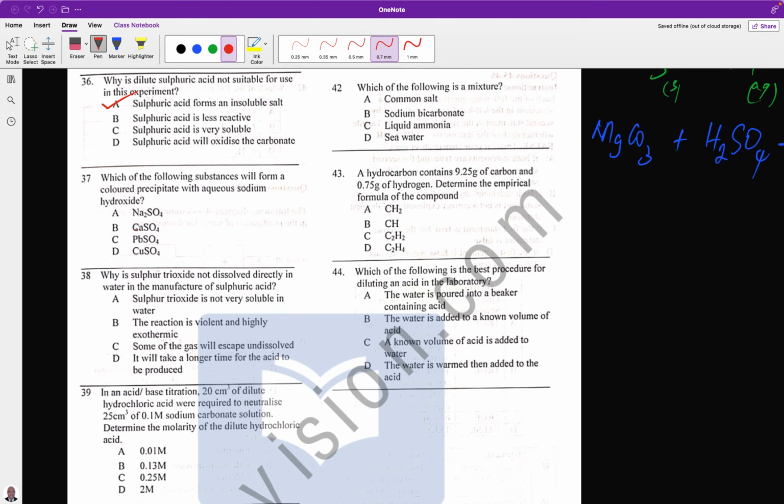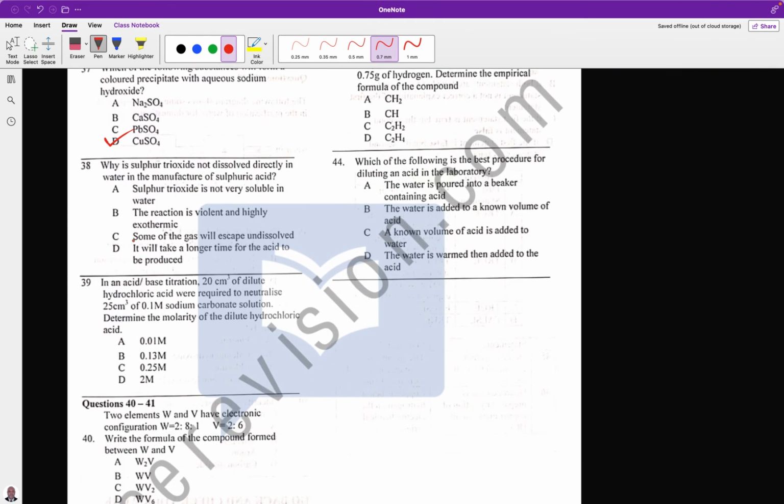The only substance that will result in a colored precipitate when reacted with aqueous sodium hydroxide is copper sulfate. First of all, copper is colored blue. When it reacts with sodium hydroxide, the colored precipitate forms. Therefore, the right answer here is copper sulfate, D.